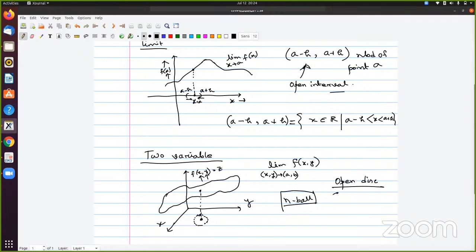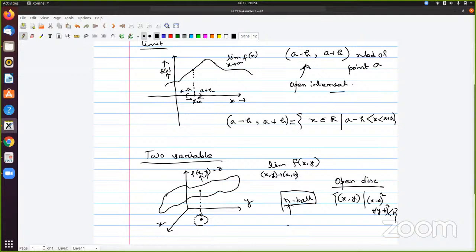If I write it in set form, it is not x square plus y square. This point is (a, b), so we have (x minus a) whole square plus (y minus b) whole square less than some radius r square. That is our equation of an open disk. In three variables it will be an open sphere, and above three variables we call it an n-ball depending on the dimension, where n is the number of variables. Is this part clear?